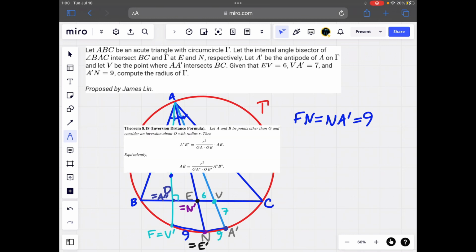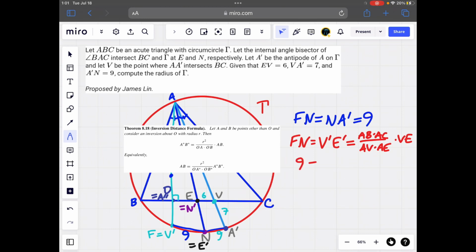But we can also find FN in a different way using the inversion distance formula, which I brought here from EGMO. And that is FN equals V'E'. F is the root BC inverted image of V, and N is the root BC inverted image of E. So it's V'E', and that's equal to R squared, where the radius of inversion was the square root of AB times AC. So R squared is AB times AC over AV times AE times VE.